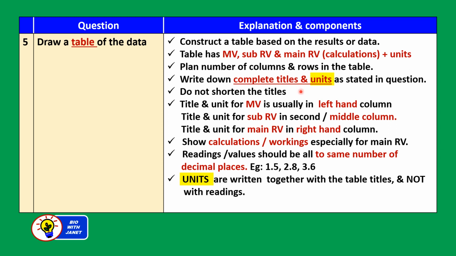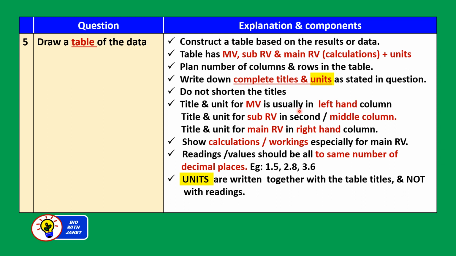Now, write down the complete titles and units as stated in the question, right? For example, as I said, for the enzyme experiment, we don't just write time taken. We must write the full name, like full phrase, like time taken for the iodine solution to remain brownish yellow, okay? The full titles according to what is stated in the question. Do not shorten the titles.